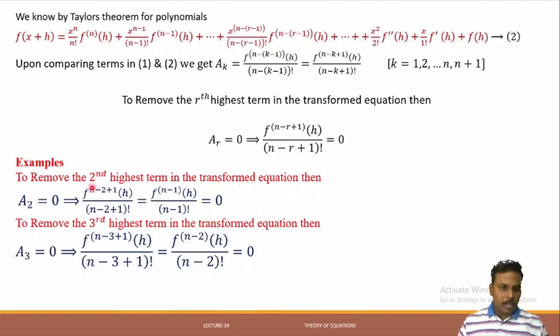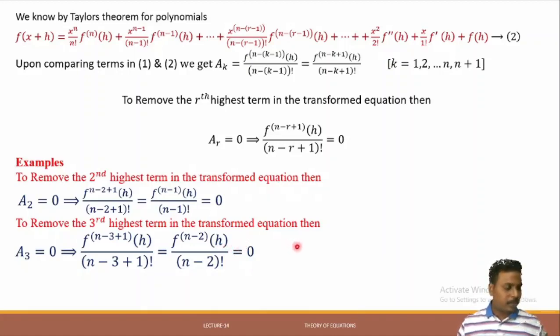Hope you have understood this. To remove the second highest term, that means r is equal to 2, you have to substitute here. Then the n minus 1th derivative of f evaluated at h divided by n minus 1 factorial is equal to 0. That means in order to find that h, you have to solve these equations. For the second highest term, you have to solve this equation. To remove the third highest term, we have to solve this particular equation. Hope you have understood this result.